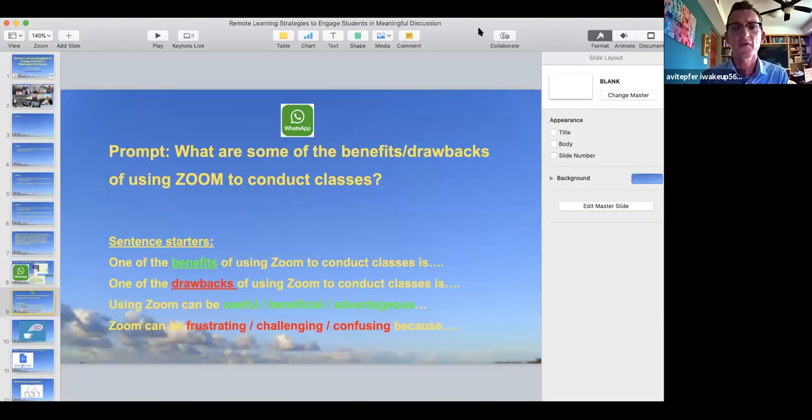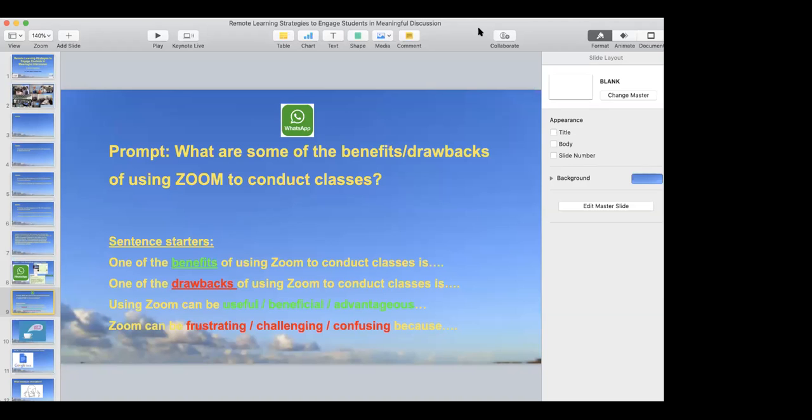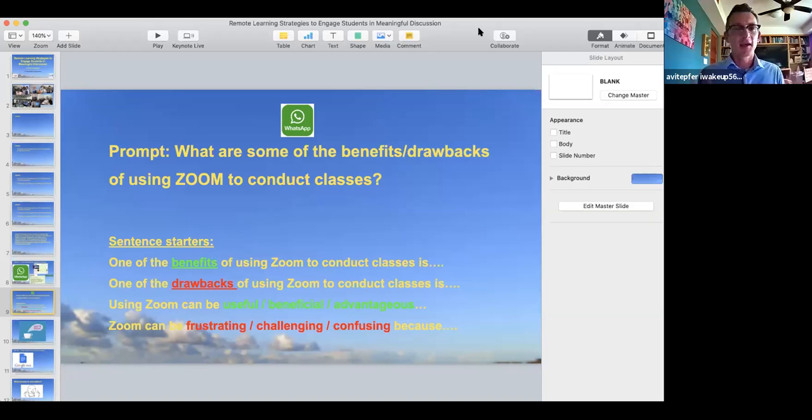One thing that I've also noticed is that Zoom can allow shy students to go even further into the background. And I know from my experience in Kazakhstan, there are often, I'll say, dominant students that do a lot of the talking in the classroom. And that means that sometimes some other students don't get a chance to speak.